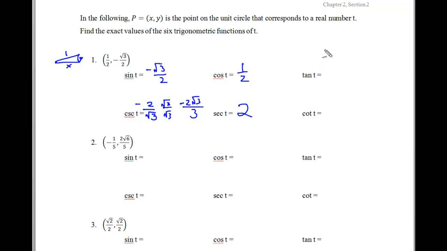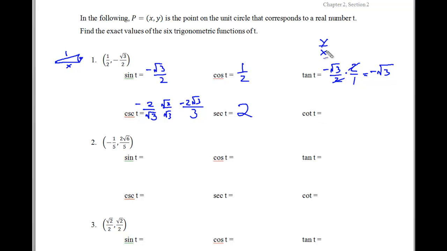Tangent is going to be y over x, so what we'll have is the negative square root of 3 over 2 divided by 1/2, which is another way of saying instead of dividing by a half, skip, flip, multiply. So you're going to skip the first fraction, flip the second fraction, and multiply. 2 divided by 2 makes 1. This makes negative square root of 3.